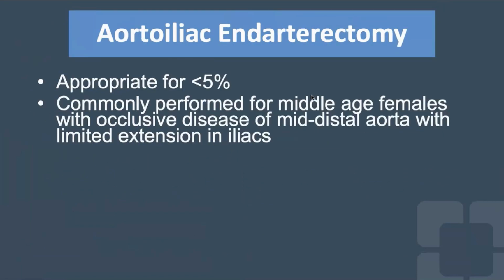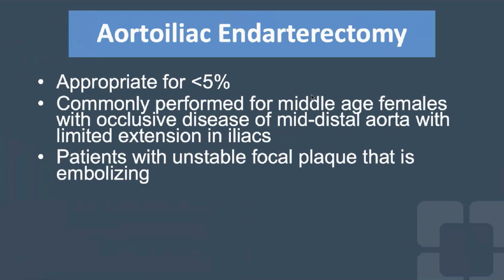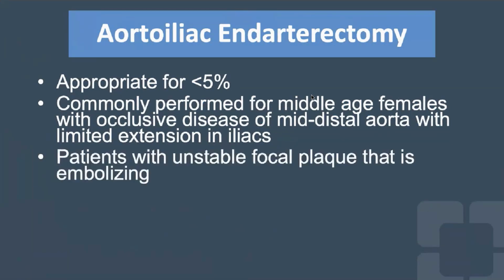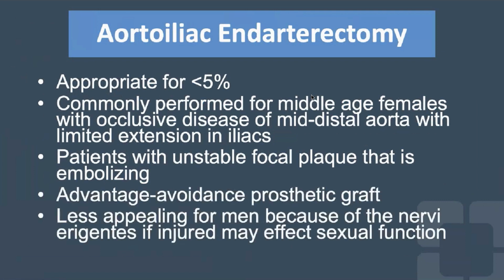The options could be aortoiliac endarterectomy. This is probably appropriate for less than 5% of our patients that come through the door. You won't see this often, but it's commonly performed in middle-aged females with occlusive disease in the mid-distal aorta. They have limited extension. These are patients with unstable focal plaque that may be embolizing, so you go in and get it out. And the advantage is you're avoiding putting a prosthetic in these patients.